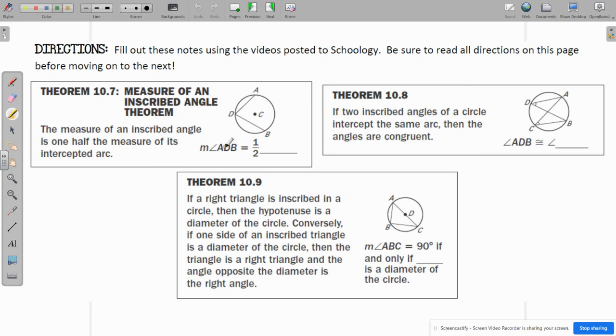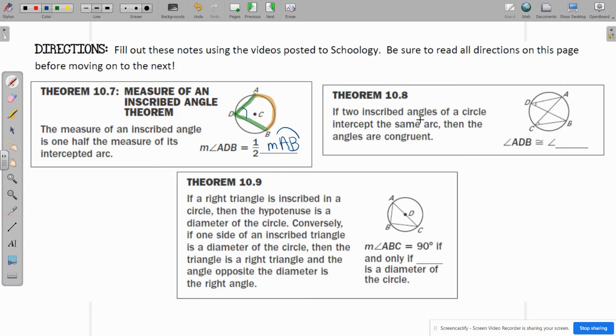So we have the measure of angle ADB. I can see here that angle ADB is here. It's an inscribed angle because its vertex is on the circle and the two sides are chords. It intercepts this arc, which we could say is arc AB. So what this is saying is the measure of this angle should be 1/2 the measure of arc AB. So the measure of this arc, not the length, just the degree measure.